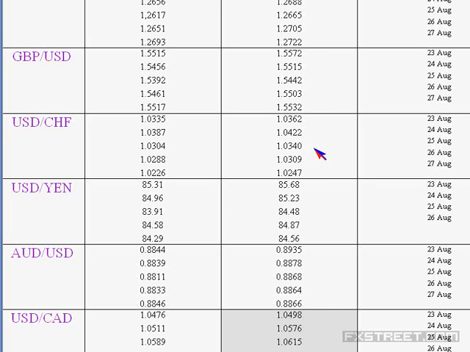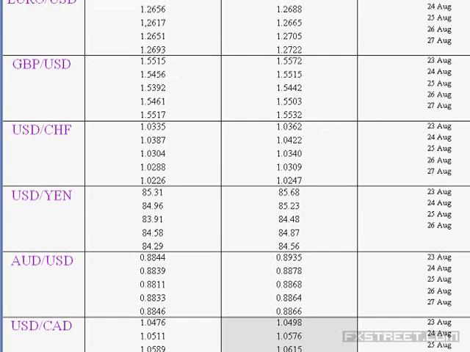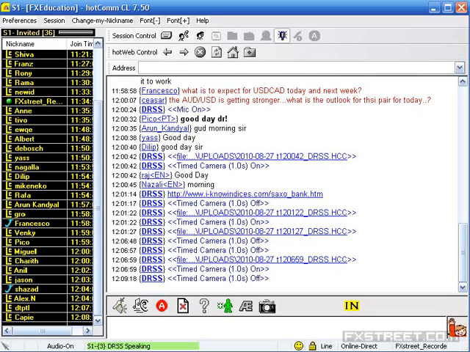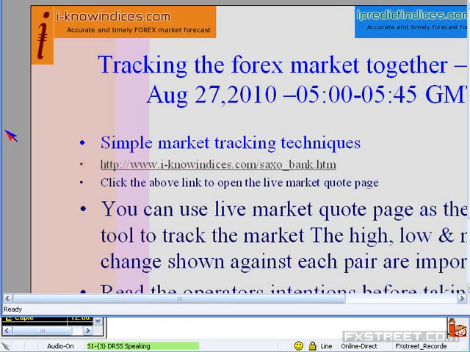Australian dollar, they have cut the high. Euro, they have cut the high. So they wanted to make the weakening move, excepting USD Yen and USD CHF. So this is how they make the contrarian move. Let me minimize the PowerPoint presentation here and focus over the tracking the forex market together webinar slide.